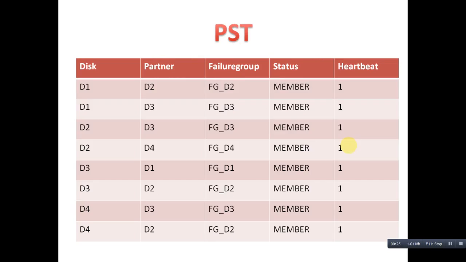As I already discussed in my previous video about the Partnership Status Table, the PST contains information about every disk that is part of a disk group. It contains information like the disk number and its partner disk, and the status of the disk, failure group, and heartbeat information. Every disk group has its own PST.